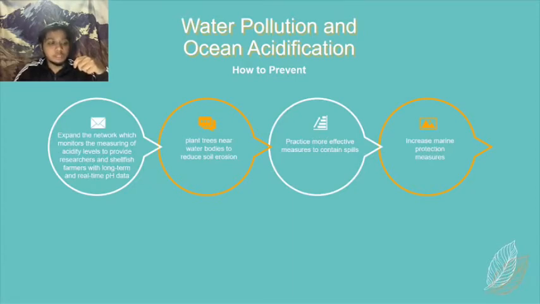The first one is expand the network, which monitors the measuring of acidity levels to provide researchers and shellfish farmers with long-term and real-time pH data. The second is plant trees near water bodies to reduce soil erosion. The third one is practice more effective measures to contain spills. The last one is increase marine protection measures.